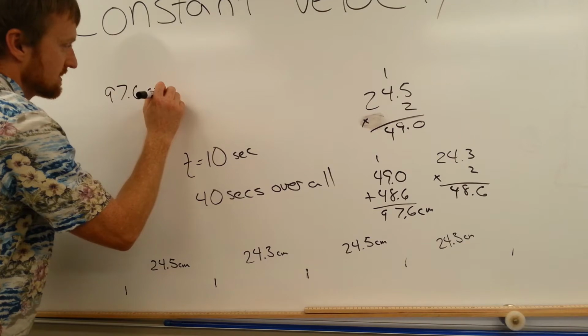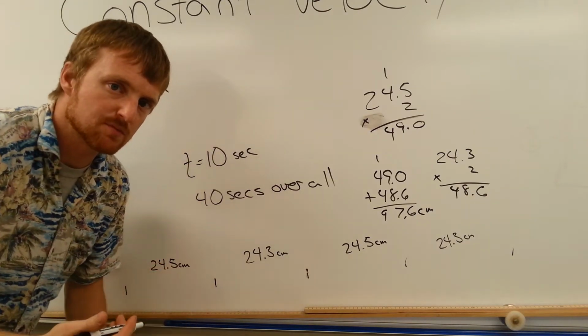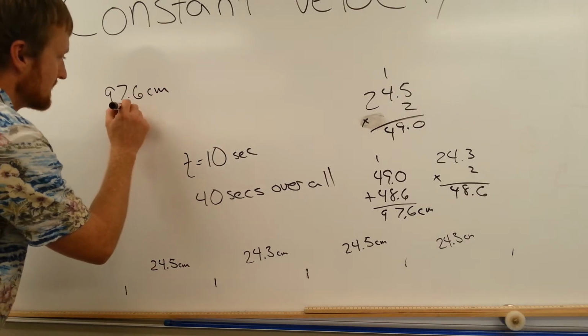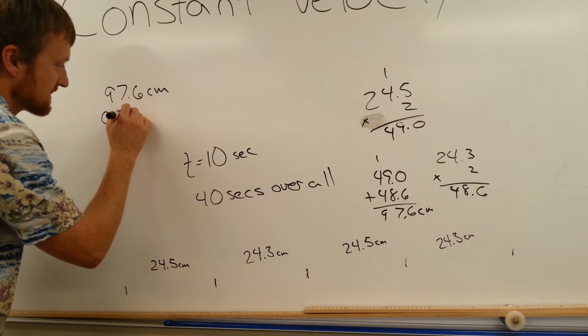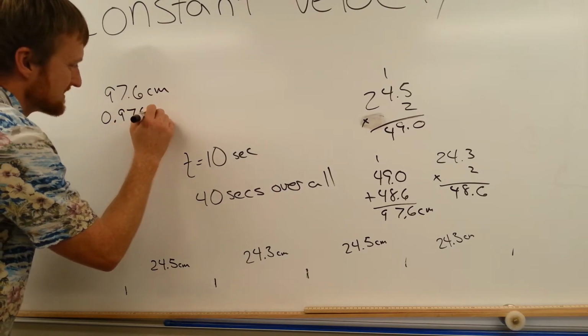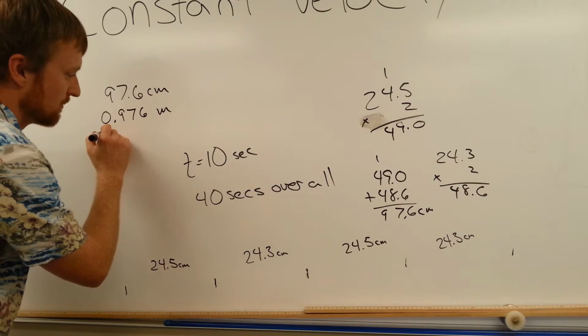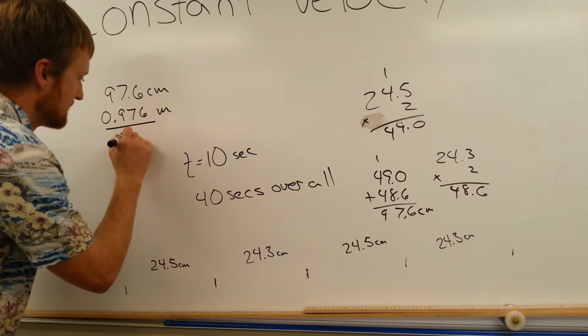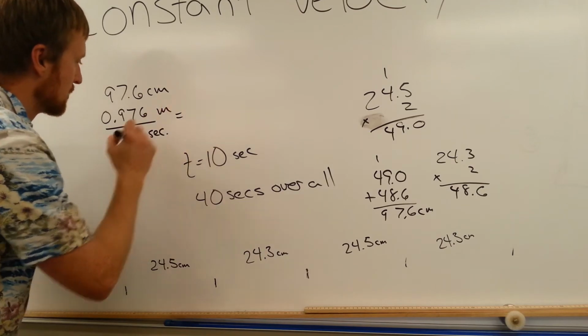97.6 centimeters. And so what are we trying to get? We're trying to get meters per second. So let's turn it into meters. Everybody remember how to do that? Move the decimal place over 2 spots. 0.976 meters. Okay? And how many seconds do we have that we're working with? We're working with 40 seconds overall. Okay? And so we divide.